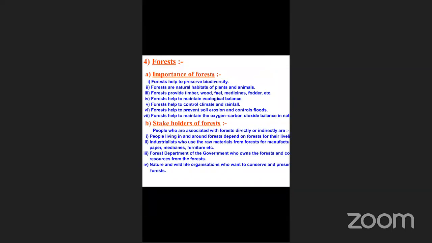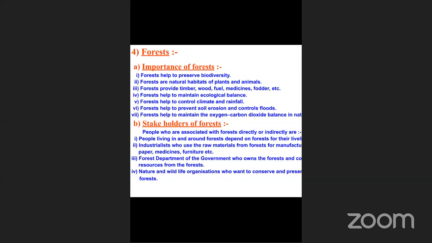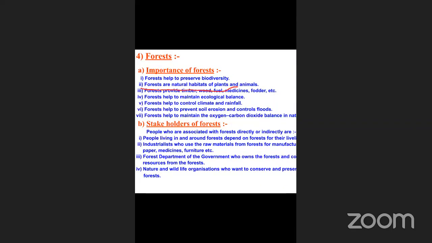Next, the forests are natural habitats of animals and plants. You know that so many plants and animals we can see in the forest. And forests provide us, the third point, timber, wood, fuel, medicines, fodder, etc. All these we can get from the forest. This is the third point.